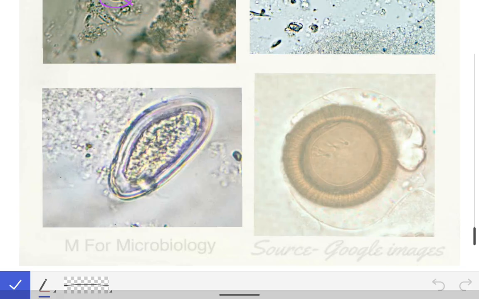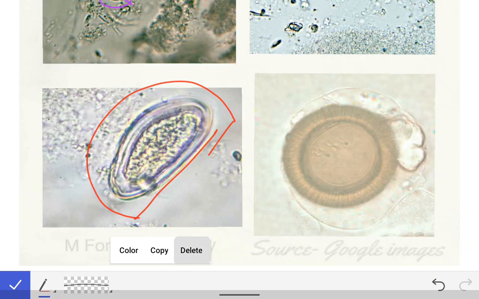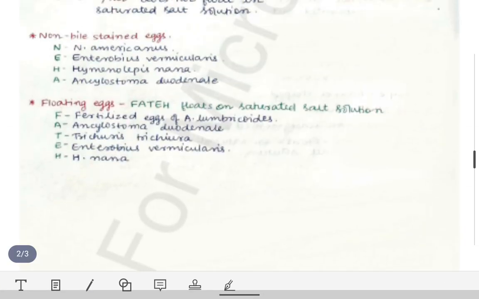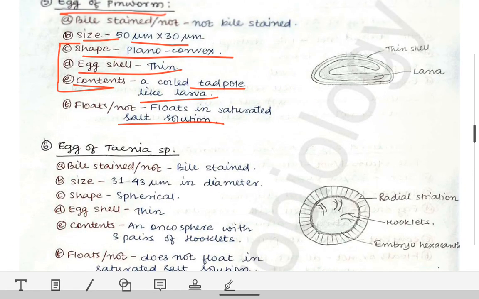See here, this is plano convex, this is the plane, and this is the convex side. There is a thin coat of the egg, plus the larva is coiled, tadpole-like. The most important feature is the plano convex shape. By the plano convex shape, you will be able to identify the egg of the pinworm or Enterobius vermicularis.